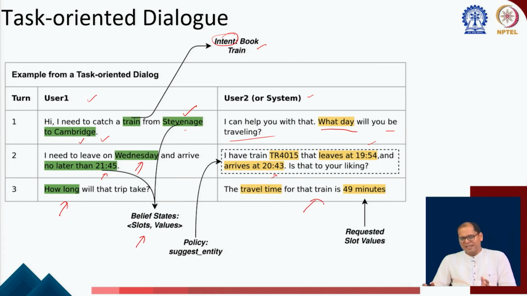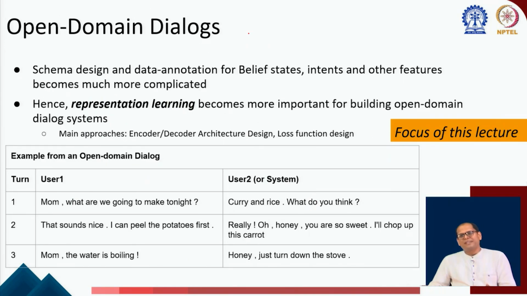So here you have a very specific schema, where you have certain intents, and each intent will have certain slots, and when the system knows all the values of the slots, it can make a recommendation and provide an answer, right. So these are task oriented dialogues, and there are open domain dialogues that are just chatting for fun, right.